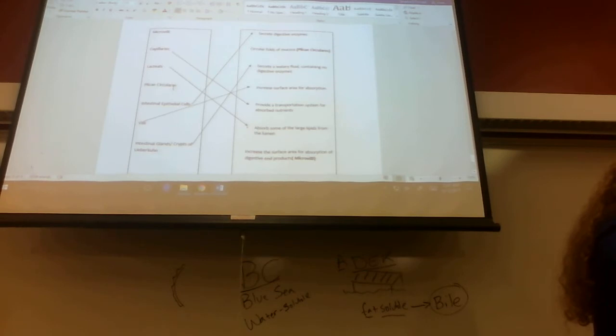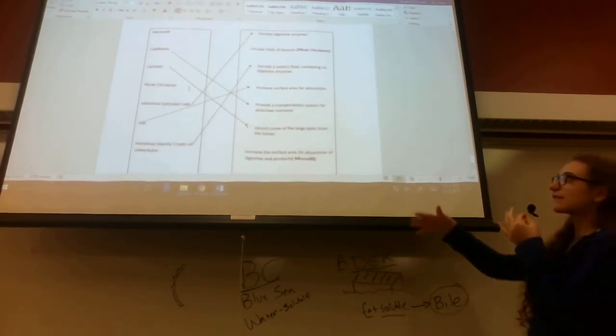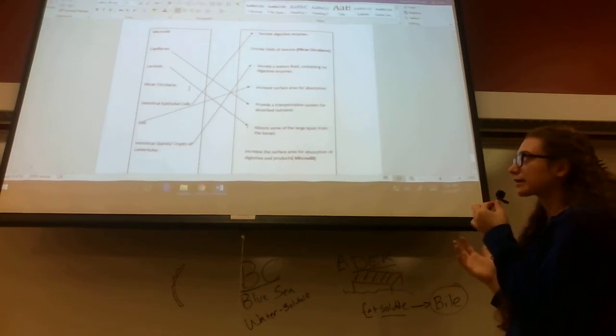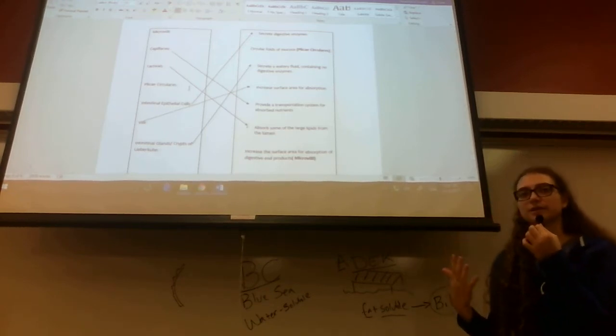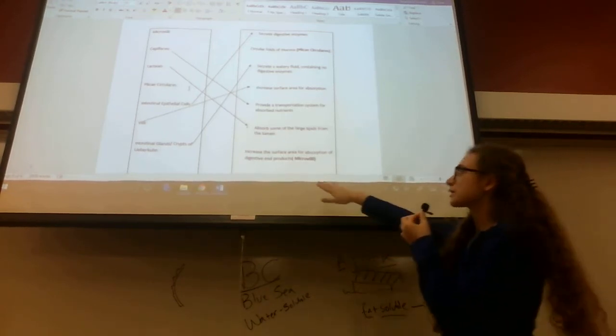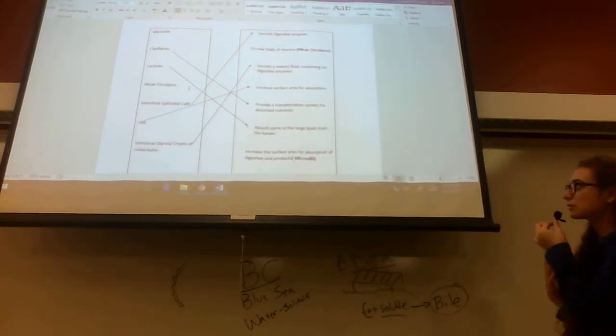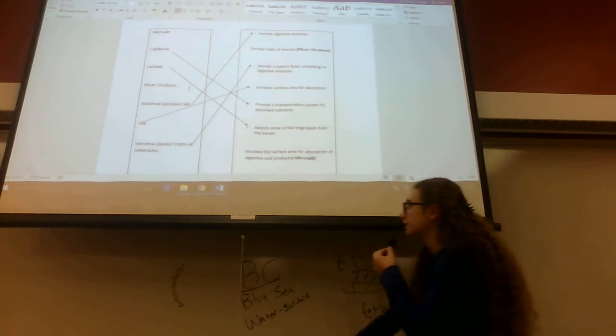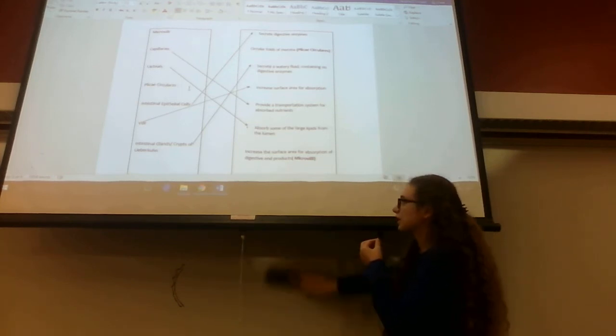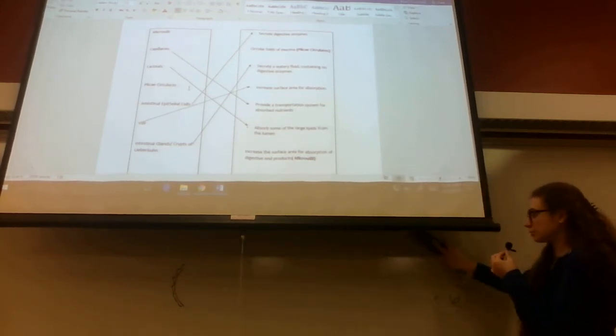I threw a bunch of vocabulary at you. I guess you're welcome. But this is stuff that will pop up in the book that, having a little bit of a definition will hopefully help. So this bottom one is microvilli. Increases the surface area of absorption for digestive end products.